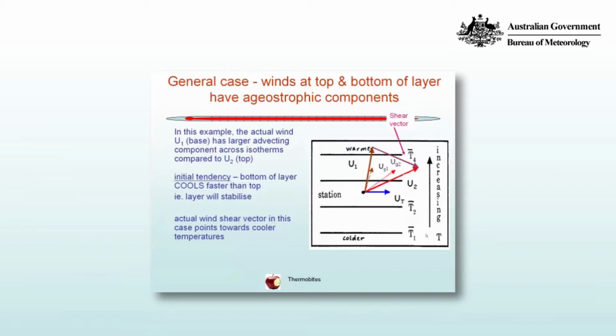So in this particular example, U1 has a stronger component perpendicular to the mean isotherms, and so there is strong cold air advection at the bottom of the layer. U2 has a weaker component of wind perpendicular to the mean isotherms, so there is weaker cold air advection. So in this case, the bottom of the layer cools faster than the top of the layer, and this results in stabilizing the layer. The shear vector is pointing from warm temperatures to cold temperatures, and that's indicating that the top of the layer is warming compared to the bottom of the layer. So the actual wind shear vector in this case points towards cooler temperatures, and when the wind shear vector points from warm to cool for a layer, that means that the layer is stabilizing.